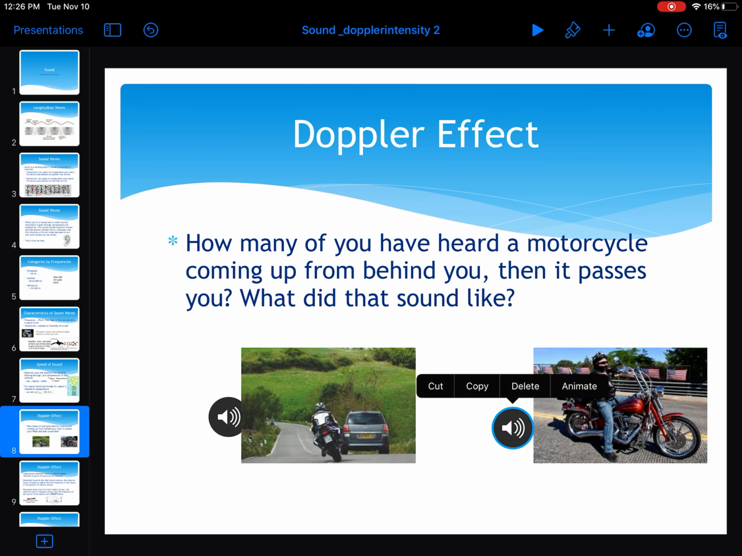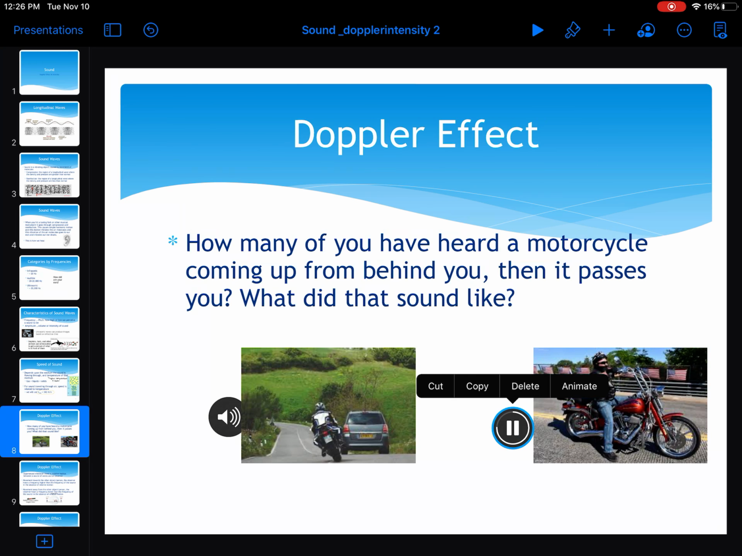So for example, here is what an idling motorcycle sounds like. So we're going to start up the motorcycle, but then listen to the idling sound. So So the motorcycle itself has this low rumbling sound.